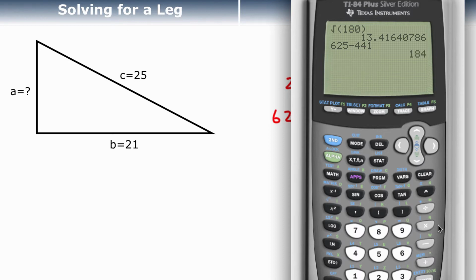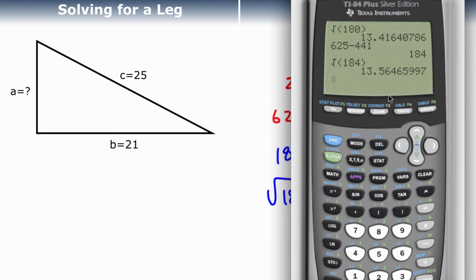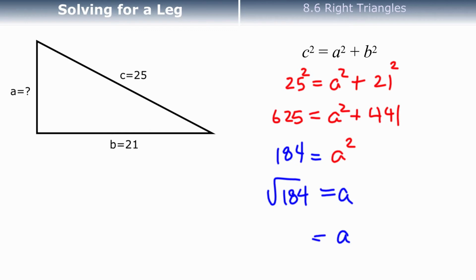And then I need to take the square root of that. The square root of 184 is 13.5, let's call it 13.6. So A squared was equal to 184, right? And then I use the square root principle on either side. And I got 13.6. So A is equal to 13.6. Okay, hopefully you're getting on to those.